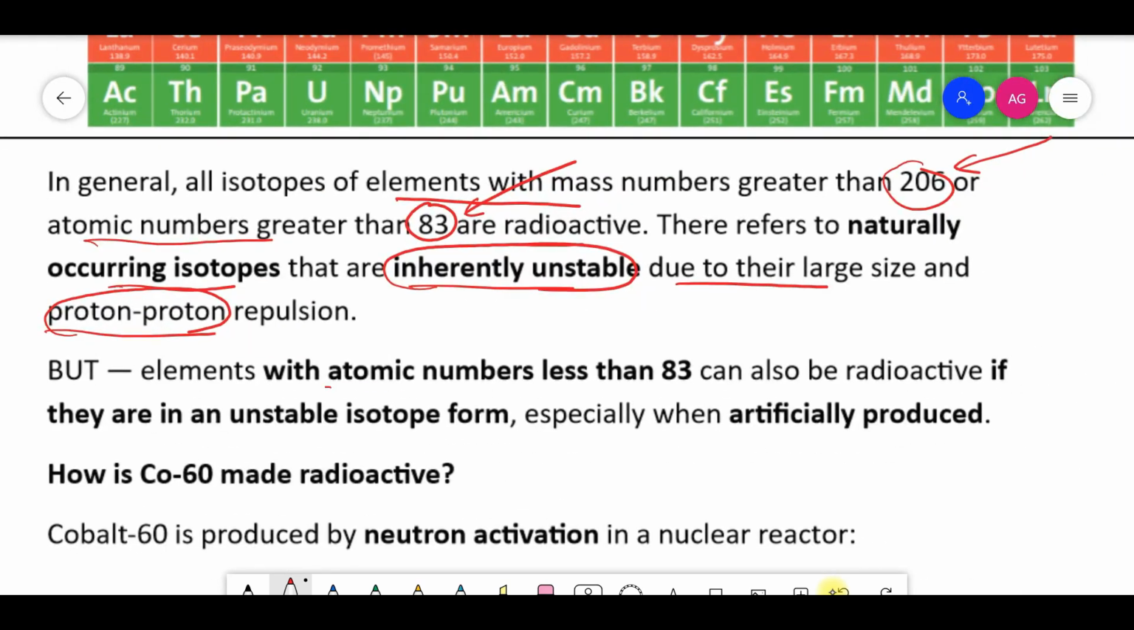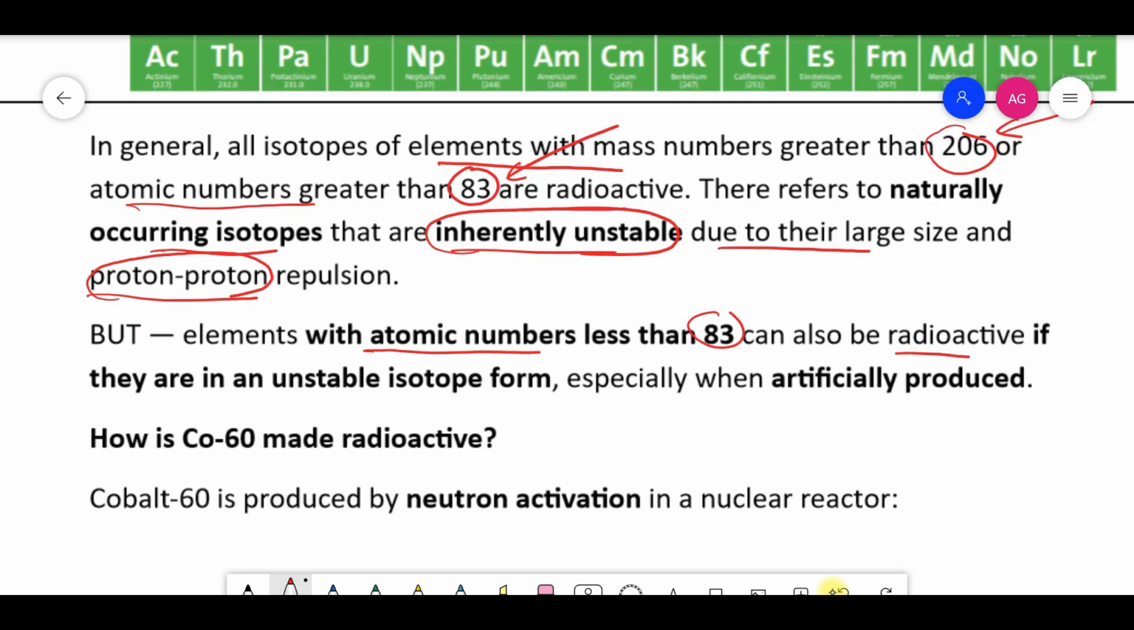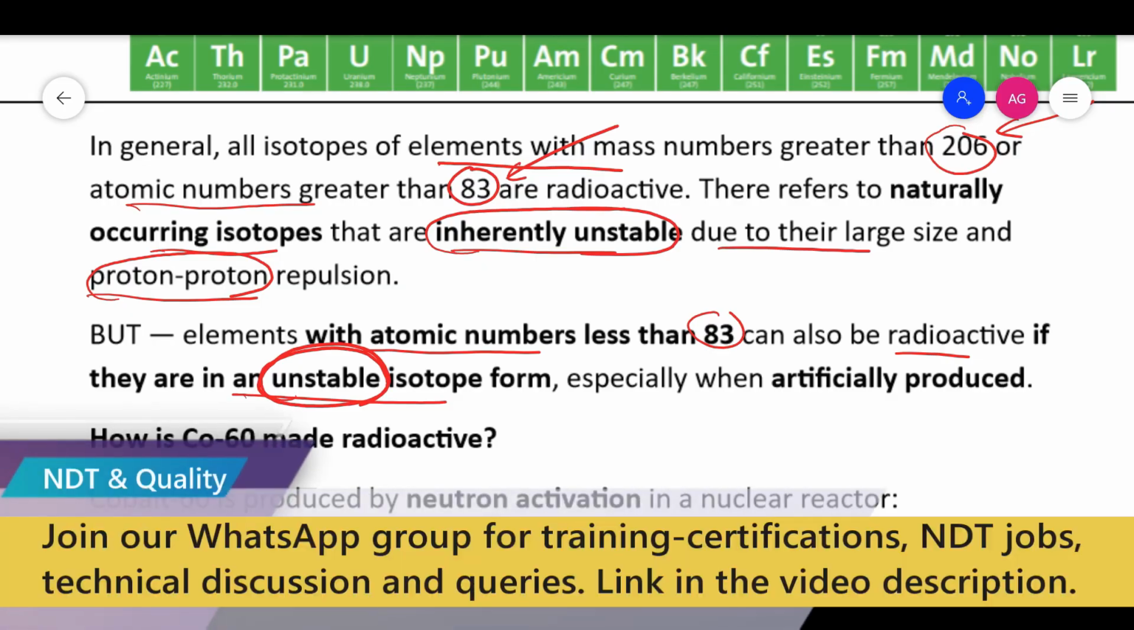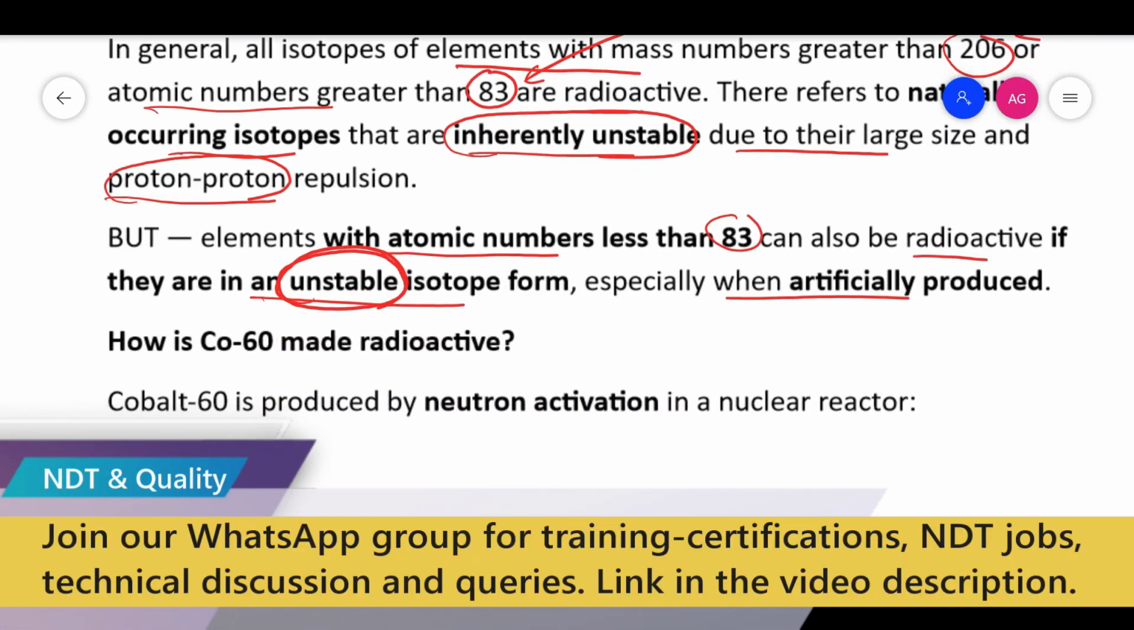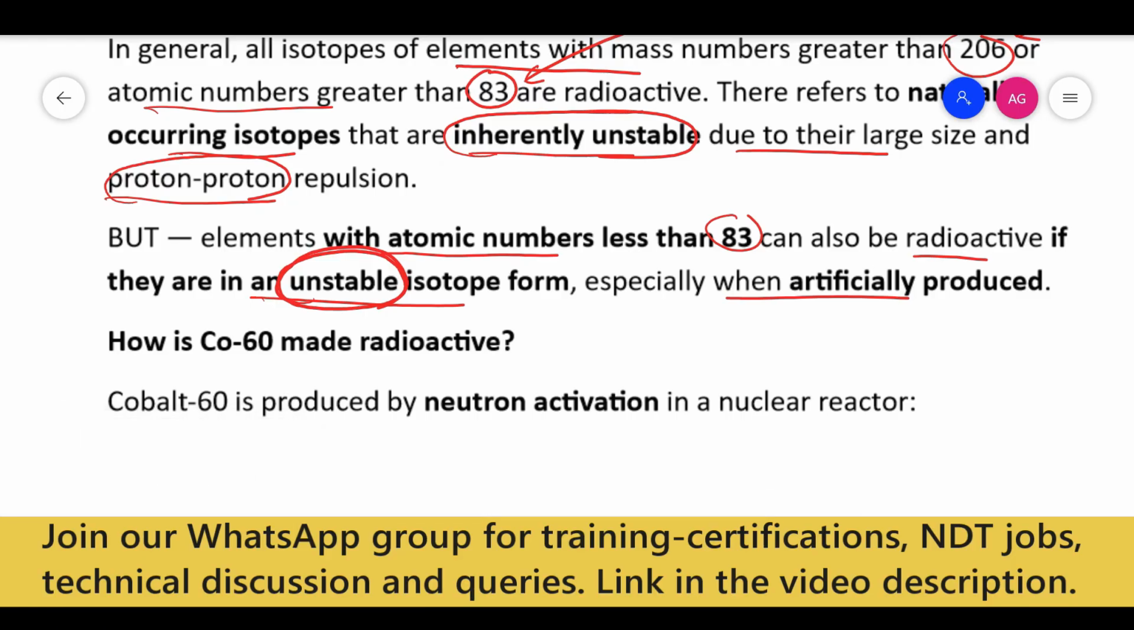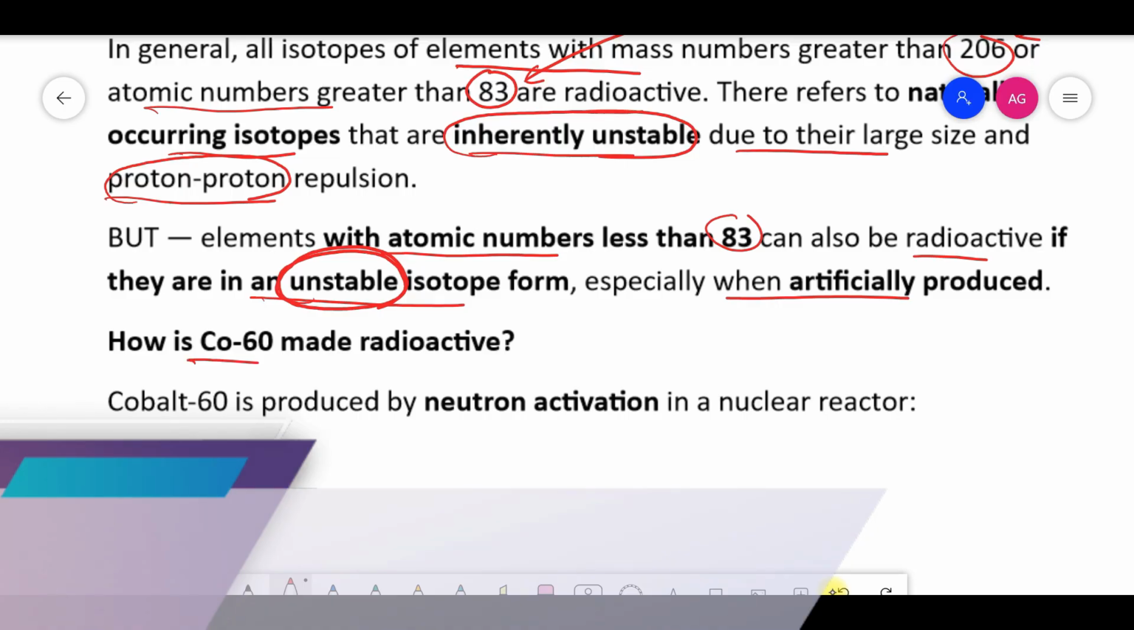But elements with an atomic number less than 83 can also be radioactive if they are in an unstable isotope form. So if it is below 83, you make it unstable. Right? If you make it unstable artificially, then in that case, you will get radiation from that as well. Especially when it is artificially produced. So this is why we are able to use cobalt and iridium in radiography. Right, now cobalt-60 is made radioactive.